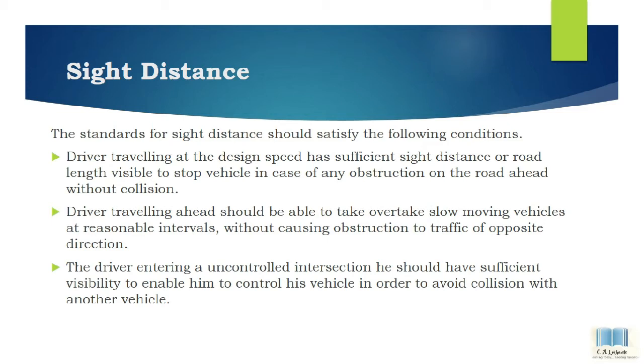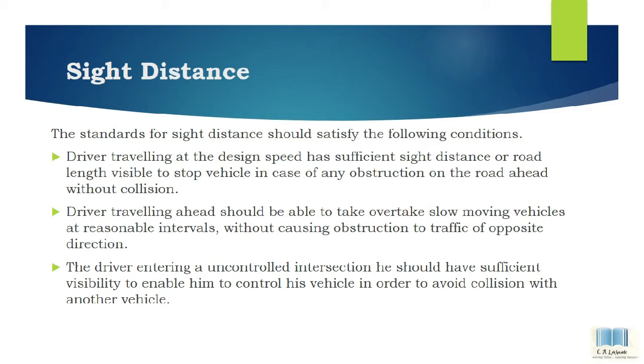Then the second condition is that a driver traveling ahead should be able to overtake slow moving vehicles at reasonable intervals without causing obstruction to traffic of the opposite direction. That is, when the driver is going to overtake a slow moving vehicle, the driver is able to overtake it easily.